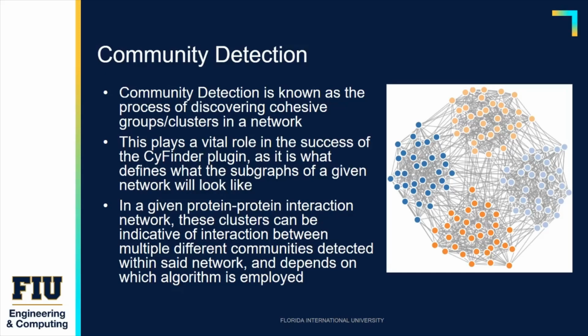However, graphs that are used for testing purposes, and especially more complex ones, are not going to be so easily visible to see the communities within them, and that's why we need these complex algorithms to find these communities. So community detection actually does play a vital role in the success of the SciFinder plugin, as it's what defines what the subgraphs or the communities of a given network will look like.